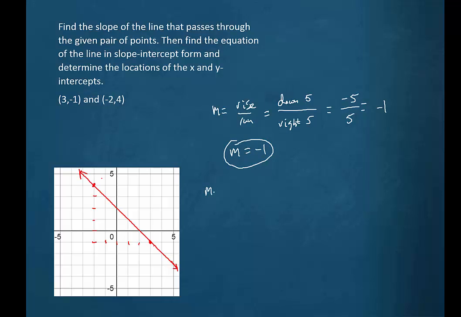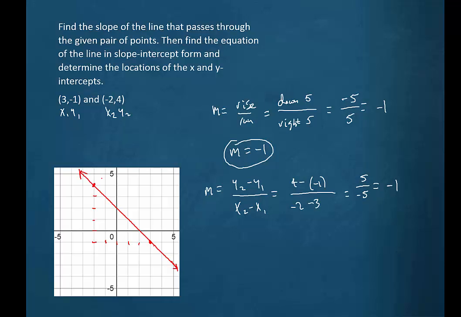Again, we could find that using the formula for slope, which is y2 minus y1 over x2 minus x1. We label one of these dots x1, y1, and the other one x2, y2, and then plug the values in. y2 is 4, y1 is -1, x2 is -2, and x1 is 3. We wind up with 4 minus -1, or 4 plus 1, which is 5, over -2 minus 3, which is -5. And again, we find the slope to be -1.